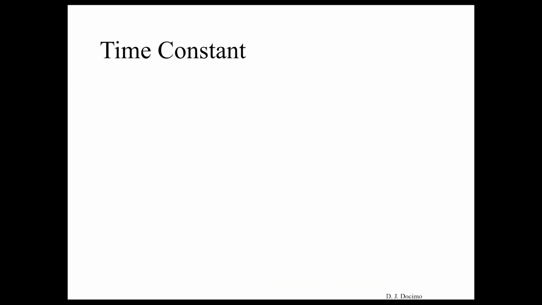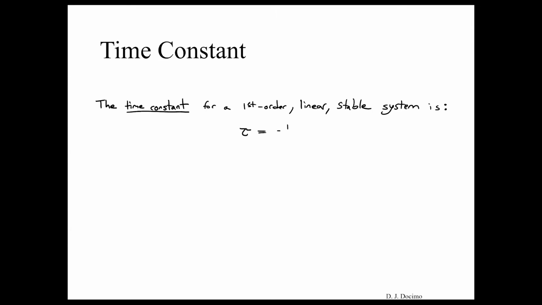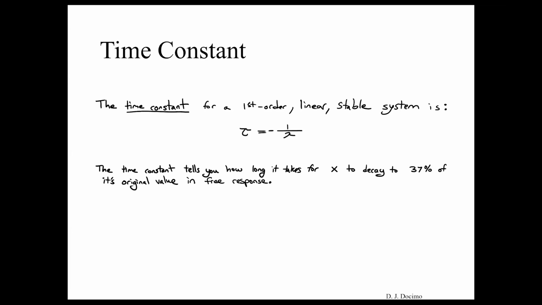So let's use another term to describe that, and that is the time constant. The time constant for a first order linear stable system is tau is equal to negative 1 over lambda, our eigenvalue. The time constant tells you how long it takes for x, in this case, to decay to 37% of its original value for free response. If we have 4 tau, that's a decay to about 2%, so that's roughly steady state.